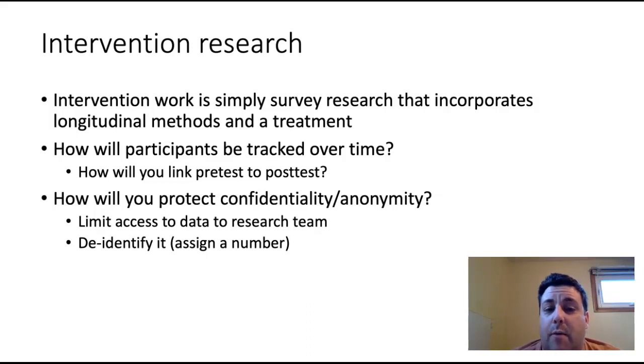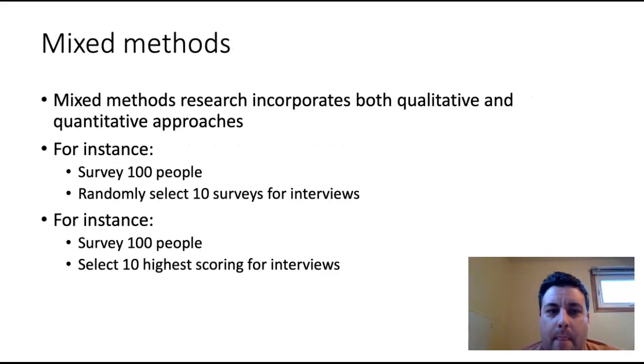So give some thought to how participants will be tracked over time. How are you going to link the pre-test and the post-test? How are you going to protect confidentiality or anonymity? One way to do that is to limit access to data to the research team. The other way is to de-identify it. So you assign participants a number, or you ask them to create a number that they can remember. And then you use that to link the pretest to the post-test as opposed to a person's name.